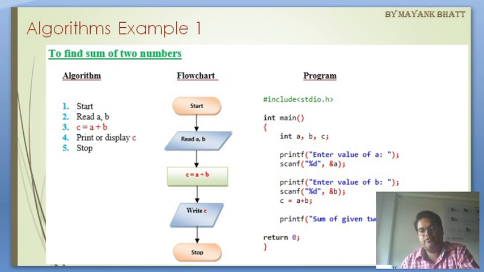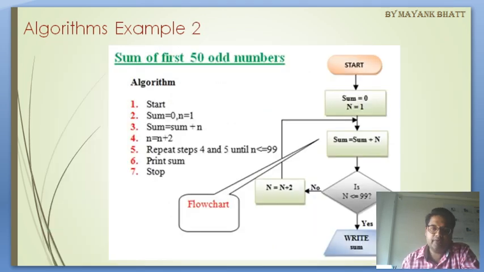Now we are moving towards the flow chart. You can see that there is a flow chart given where we have used ellipse symbols for starting and stopping the algorithm. Then we are using parallelograms for the inputs and outputs, and the instruction c equals a plus b goes in the rectangle box. Again we are seeing one more example.